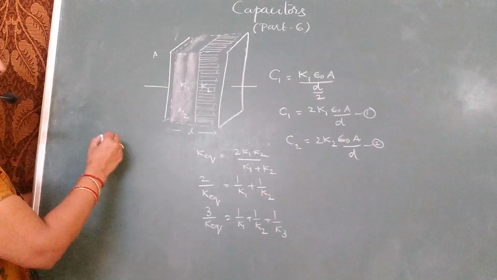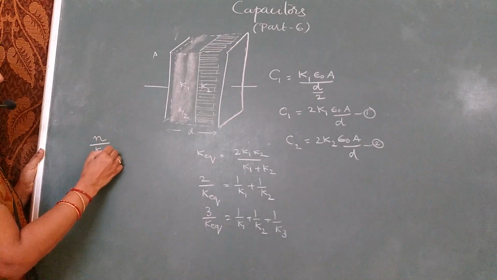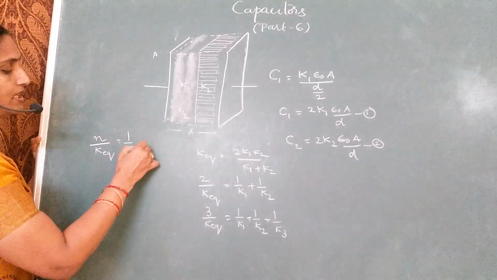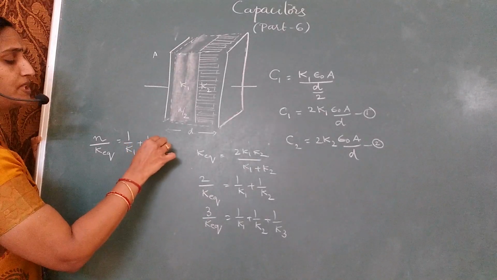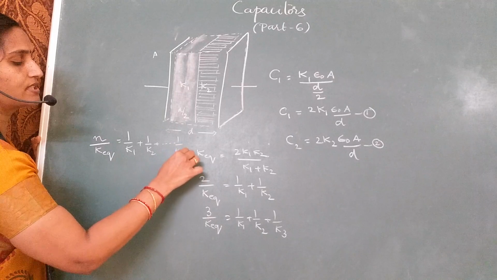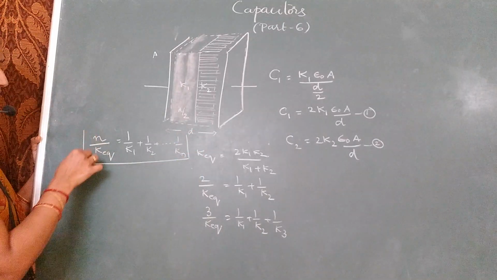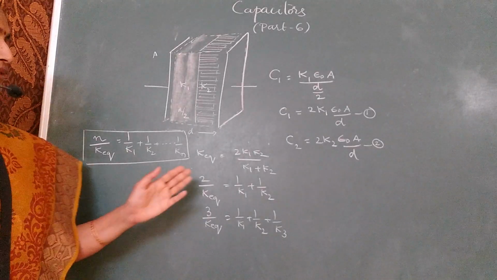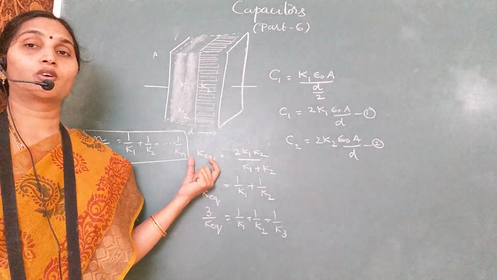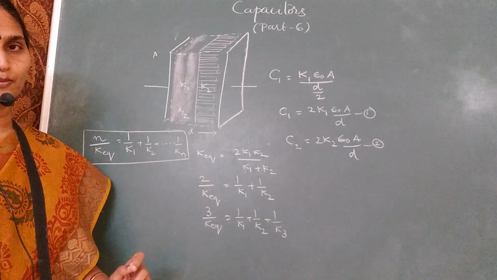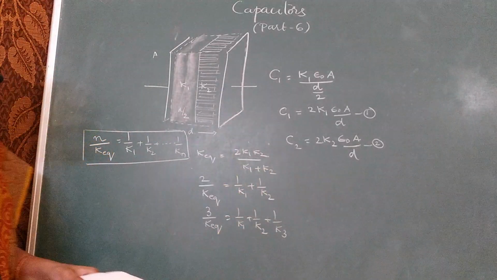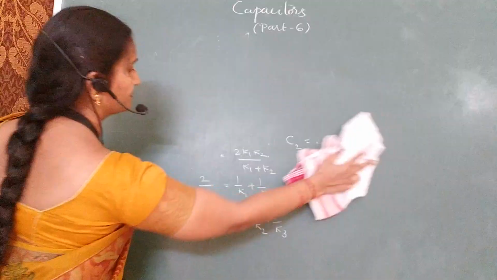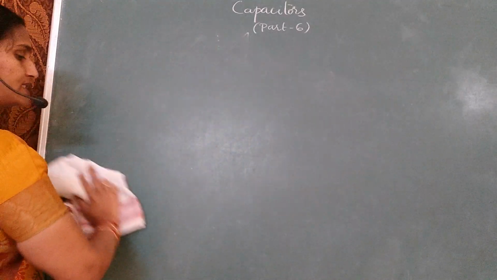Then for n different materials of equal thickness, you can modify it as n by K equivalent is 1 by K1 plus 1 by K2, as many materials as you are going to have. If it is n materials, write it up to 1 by Kn. So you can remember this if they ask you to calculate the equivalent dielectric constant of the material for this arrangement. So this is the first case. Then next, again I will be using two different materials, but not vertically, horizontally.